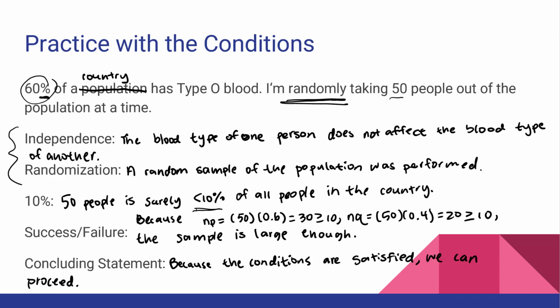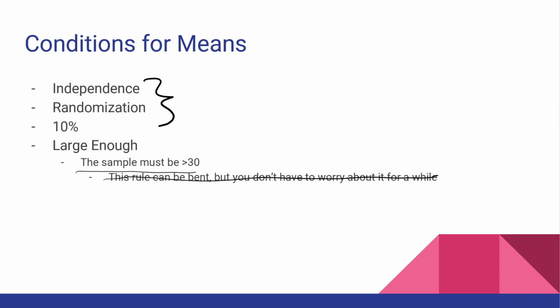So there we go. Next, we have a different set of conditions for our questions about means. So this is when we're not talking about percents anymore, we're talking about actual numbers when we average raw data. So our independence, randomization, and 10% condition are still the same. It's just one subject does not affect another, the sample is randomly taken, and we sampled under 10% of the population. But our large enough condition is a little bit different now. It basically says that whether or not the sample is large enough is completely dependent on n. So there's 3 different ways that this could split.